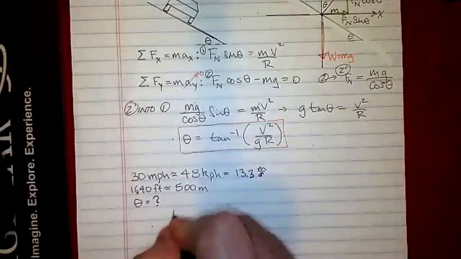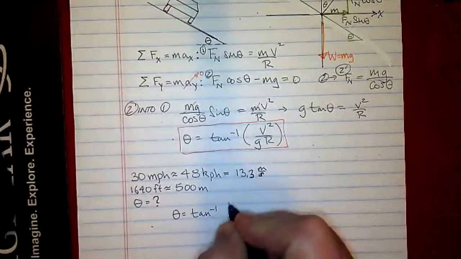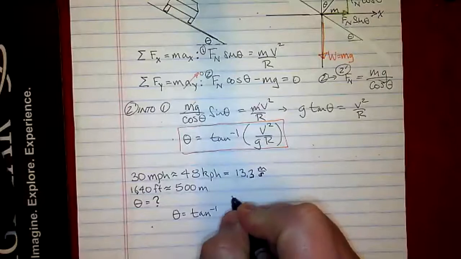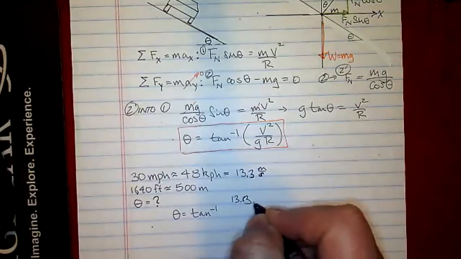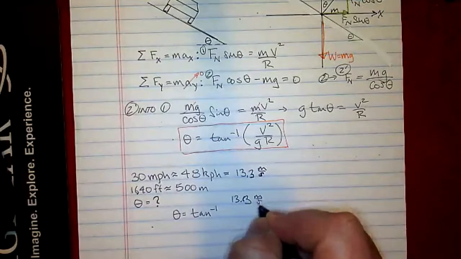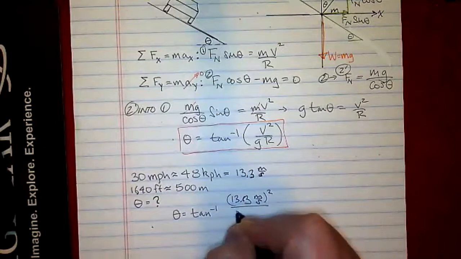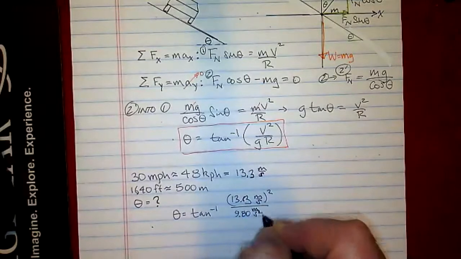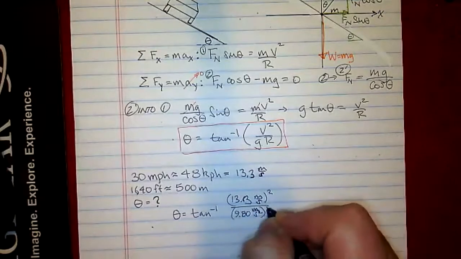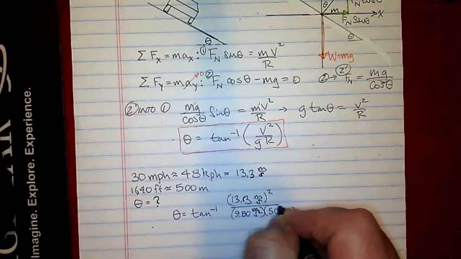And I'm going to say theta is equal to the tangent inverse of v squared. So that'd be 13.3 meters per second squared over g, which is 9.80 meters per second squared, times r, which is 500 meters.